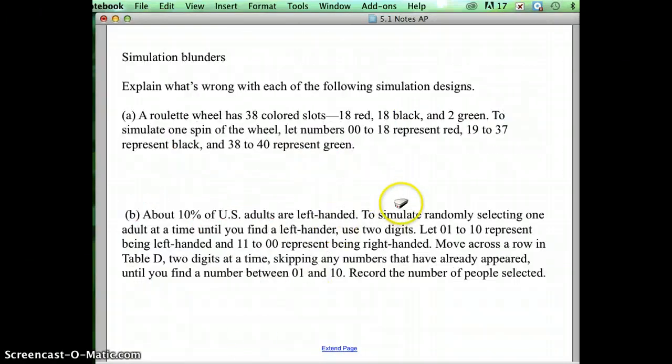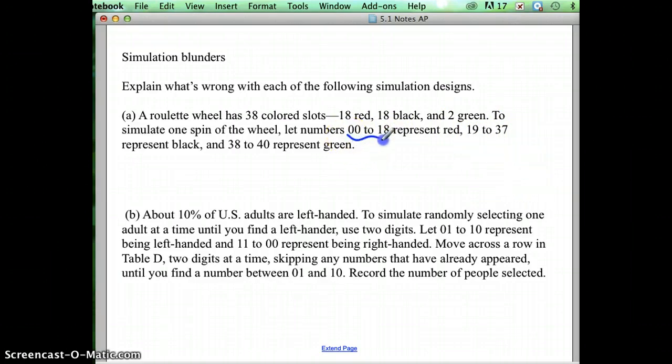Okay. All right. Now, here's two scenarios where there's something wrong with each scenario and we have to figure out what's wrong. The first one says a roulette wheel has 38 colored slots, 18 red, 18 black, and 2 green. That's true. Nothing wrong with that statement. To simulate one spin of the wheel, let numbers 00 to 18 represent red, 19 to 37 represent black, and 38 to 40 represent green. Now you see how they're using 00? They're not just saying 0 to 18, they're saying 00 because they're going to go by two digits each time, you know, two numbers at a time as they go across the table.